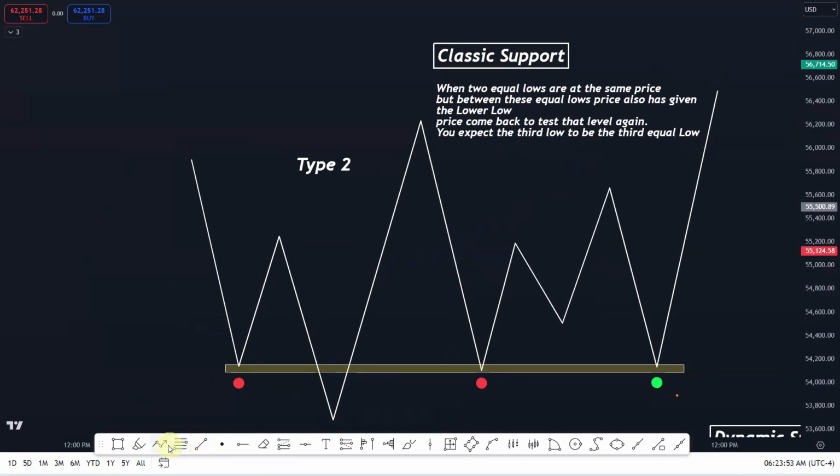Most of the time, this lower low was created by the price just to manipulate traders in the wrong direction. After that, they induced liquidity in the market and then went against it. That is the reason we can use this as a classic support, where the price gives you a first equal low, the second is a lower low, and the third time the price again creates an equal low according to the previous one. The third time when the price is here, you can look for the buy trade.